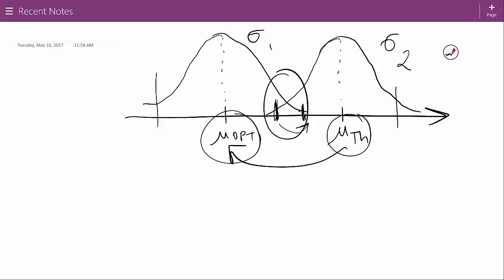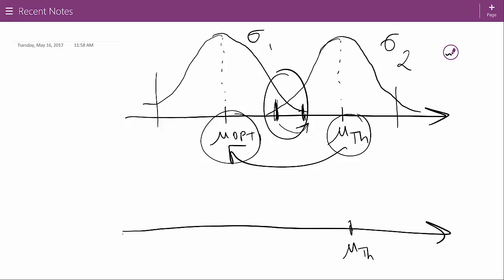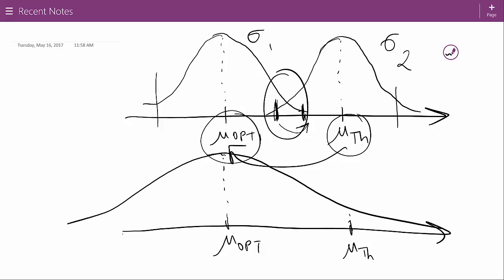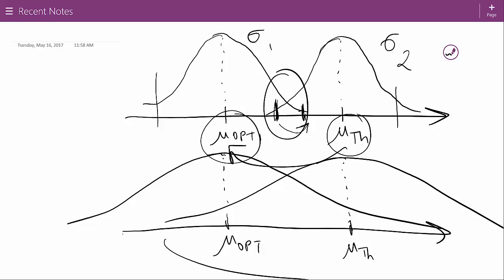What if I have wider distributions? Same averages, but distributions are wider. So here is my mu Thorndike, same mu for the new supplier candidate, and here is my old supplier, OptiView. Same thing, but now distributions are much, much wider. This one is like that, and another is like that. That is a possibility. Then you can see the overlap is actually much bigger between the two distributions, correct?